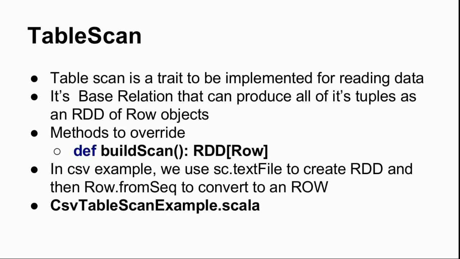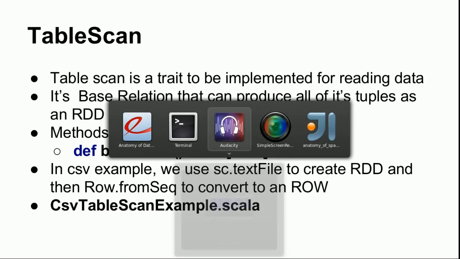So what we do in this example is that we take the CSV data, we load it using sc.textFile, which gives us an RDD of string. Then we convert that RDD of string into an RDD of row, because an RDD of string is unstructured data without any schema. But when we convert it into an RDD of row, what we get is data with some structure to it. Okay, let us look at the code.